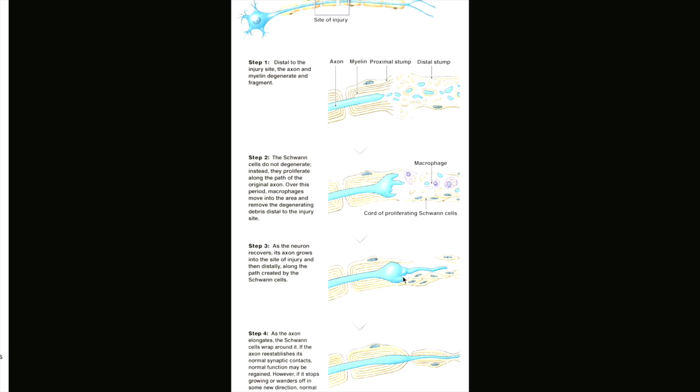Then the Schwann cells grow first, then the axon starts to regrow along the path established by the Schwann cells. Now this only happens in the peripheral nervous system. It does not happen in the central nervous system. And if you can find out why, you'll be very famous and very rich. Then step 4, new Schwann cells are going to surround this new axon and myelinate it.